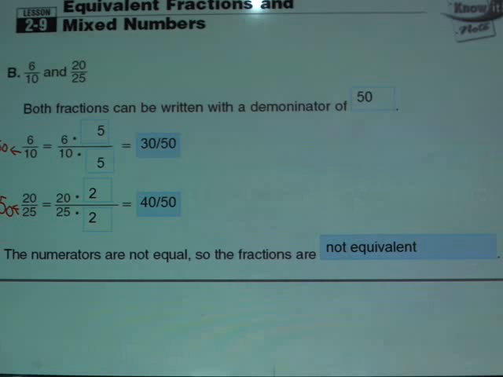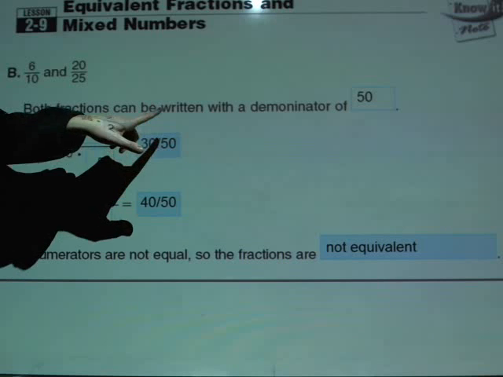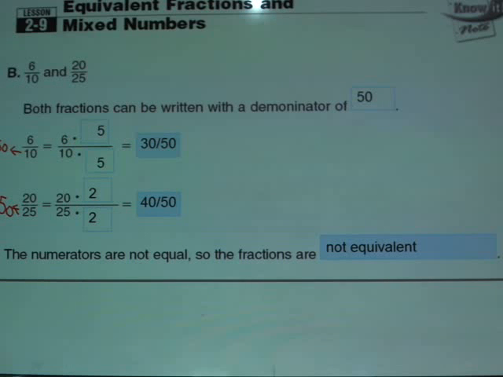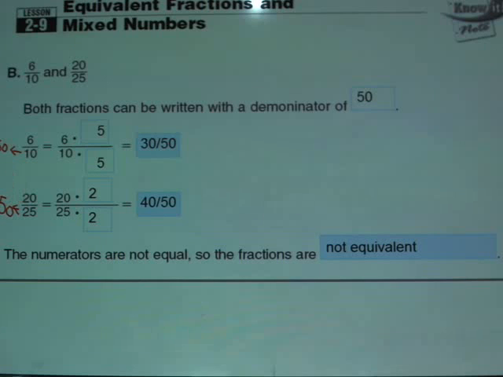So let's start with 6/10. To change 10 into 50, you'd be multiplying by 5. So I multiply the top by 5 as well, and 6 times 5 is 30. So you've got 30/50ths. To change 25 into 50, I'm multiplying by 2. So I do the same thing at the top, and I have 40/50ths.